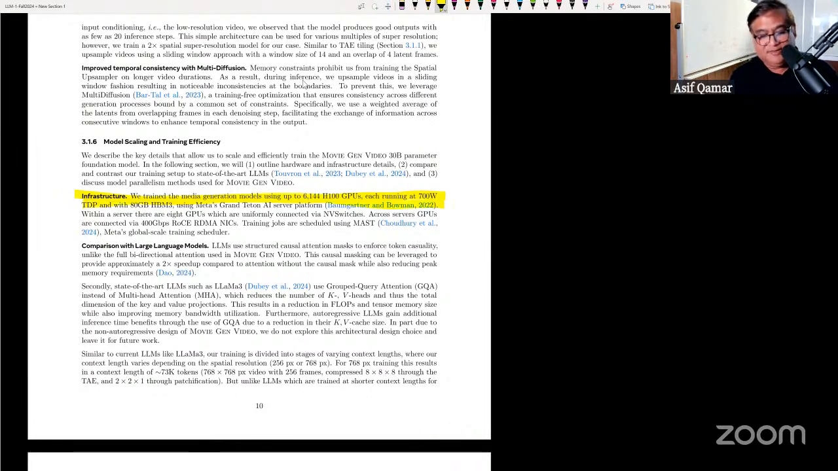Each running at 700 thermal watts of power, max power. Right? This is the thermal envelope with 80 GB HBMs. What are HBMs? High bandwidth memory, video memory. Right? So, for example, there are two kinds of memories you put on the video.